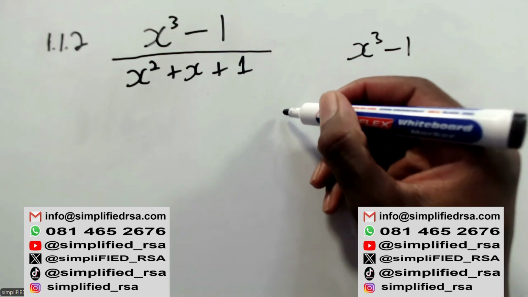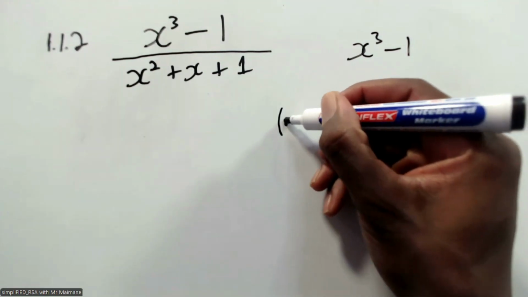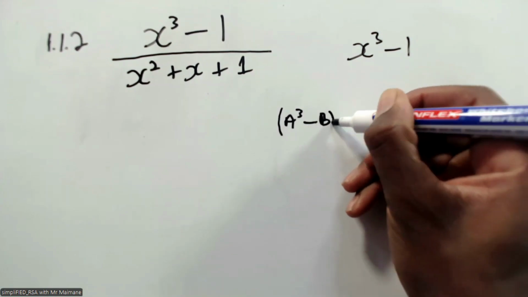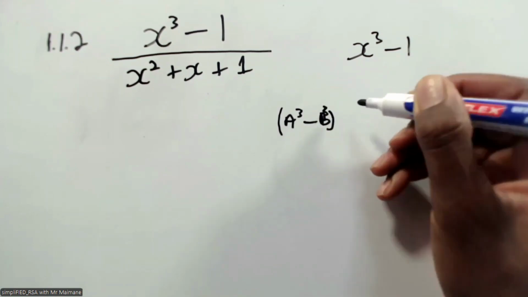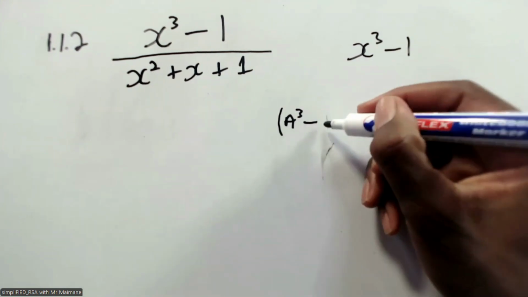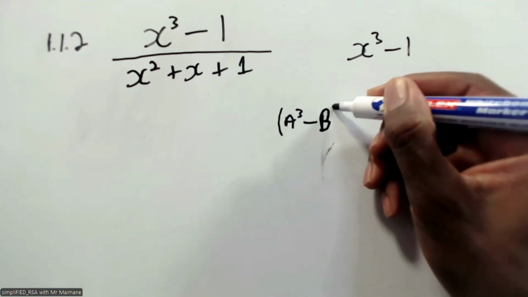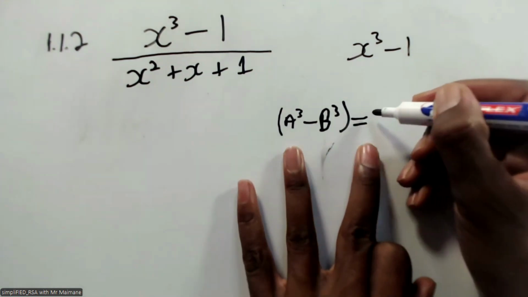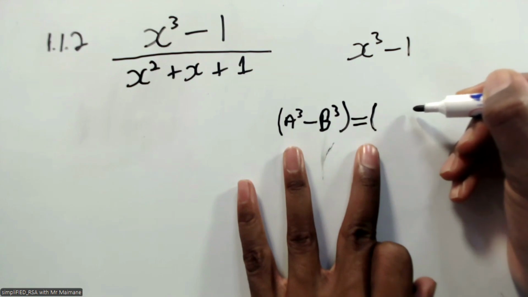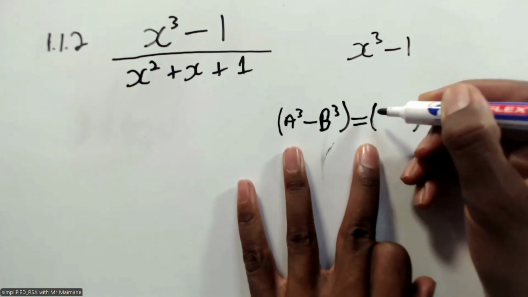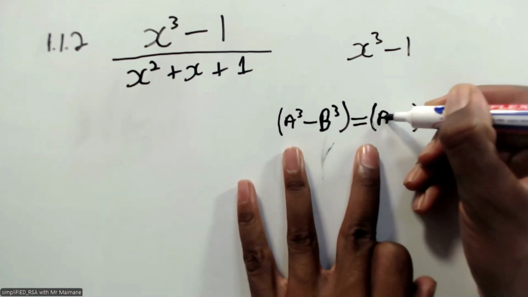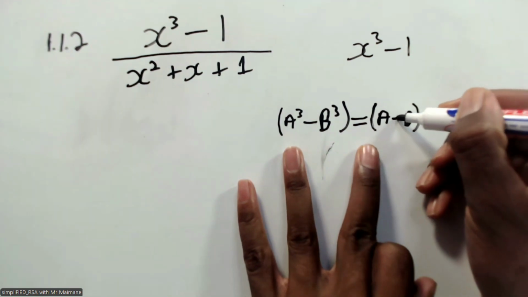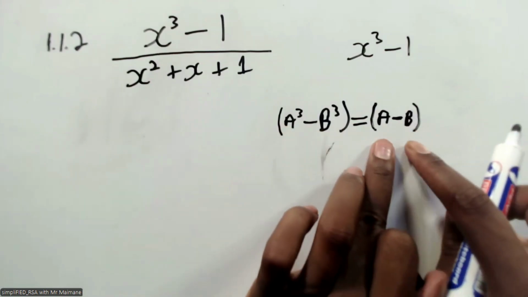Now, to understand the difference of cubes formula, it's when I have a cubed minus b cubed. Let me just write that properly: a cubed minus b cubed is going to be equal to, if I factorize this, the steps I have to apply here are, first of all, I write the terms a and b without the cubes, and then I show the minus sign here. So this is the first step.